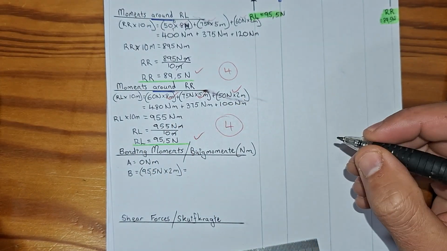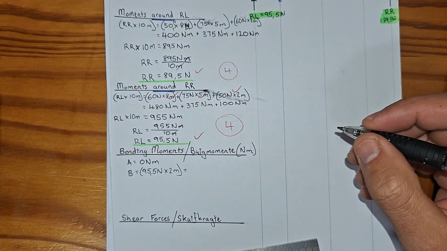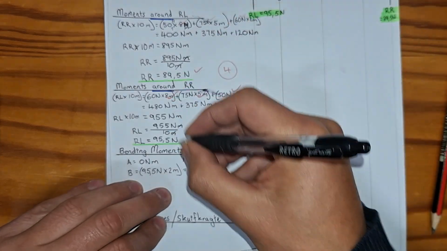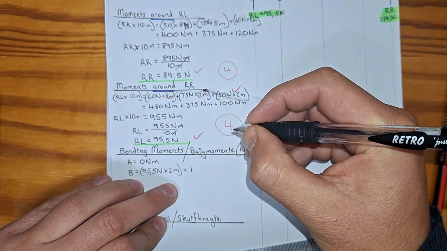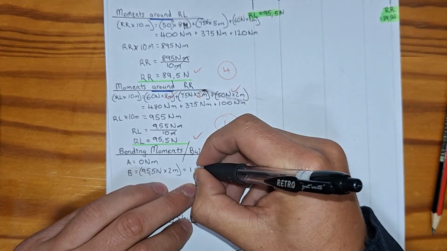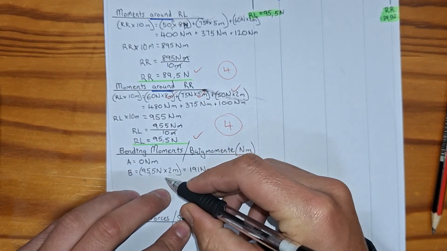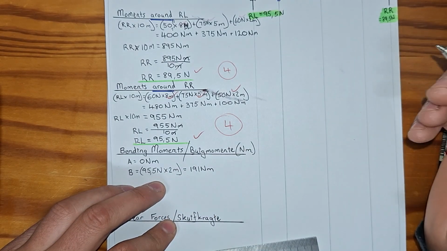B would be equal to 95.5 newtons times 2 meters equals 191 Newton meters, because we were working with a value of Newton times meters.